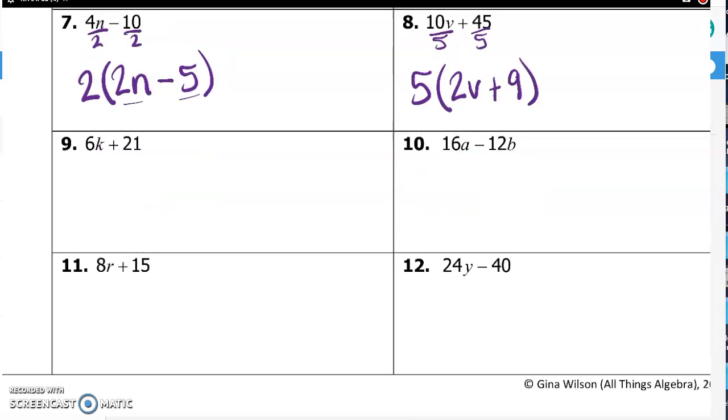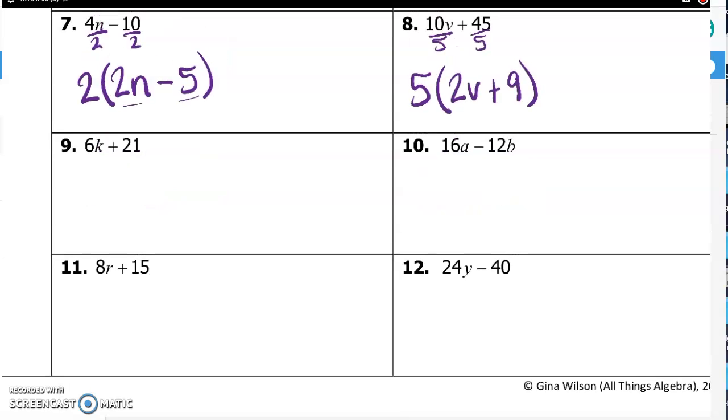Number 9, 6 does not go into 21. So then we think of things that go into 6. 2 goes into 6, but not into 21. 3 goes into both. So 3 is what we're going to write on the outside. So then we divide each term by 3. That gives us 2k plus 7.